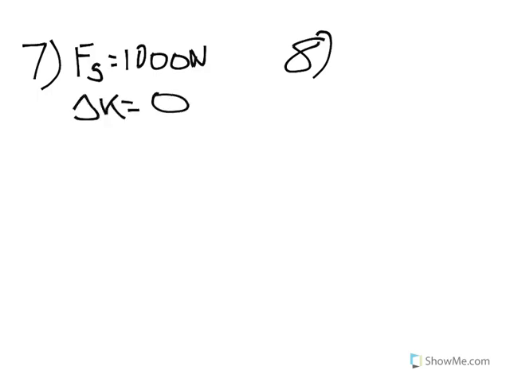Number 7. The diagram shows a 1,000 newton crate, so the weight is 1,000 newtons, and we're trying to lift it at a constant speed. So since it's got a constant speed, we know the change in kinetic energy will be equal to 0, and we're lifting it 1.5 meters in 5 seconds.